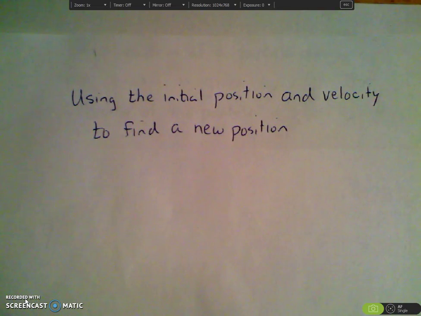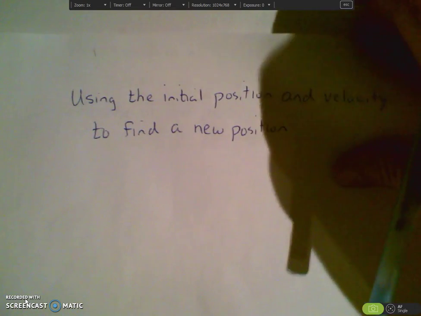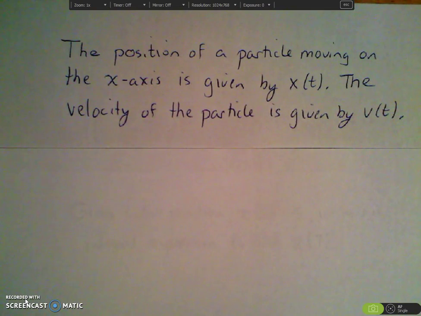We're about to talk about using the initial position and velocity to find a new position. This is a very common task in motion problems in an AP Calculus course. Let's say the position of a particle moving on the x-axis is given by x of t. The velocity of the particle is given by v of t.